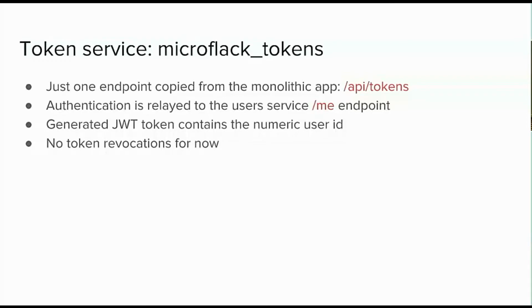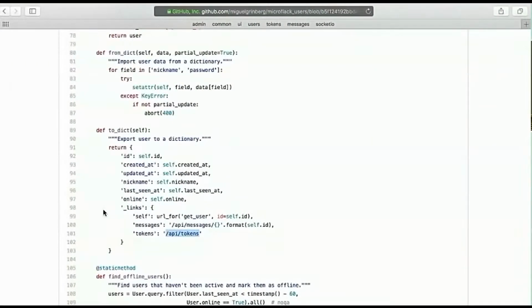So this one then has only one endpoint, /api/tokens. You send the post request with username and password, and then you get back a token. That's it. To verify the username and password, as I said, tokens sends a request to the user service. So let's take a look at how this works. This is the first time we have two services communicating.